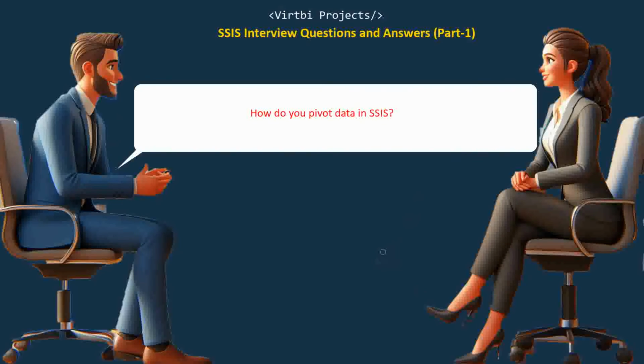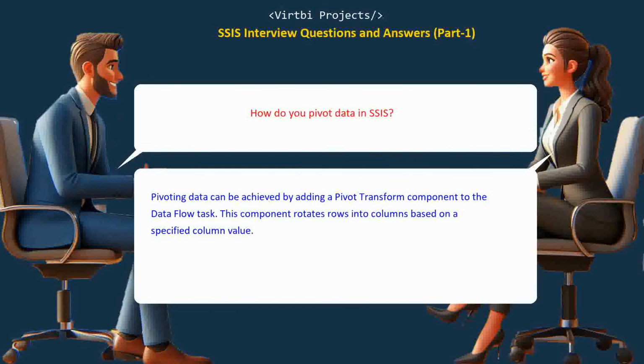How do you pivot data in SSIS? Pivoting data can be achieved by adding a pivot transform component to the data flow task. This component rotates rows into columns based on a specified column value.